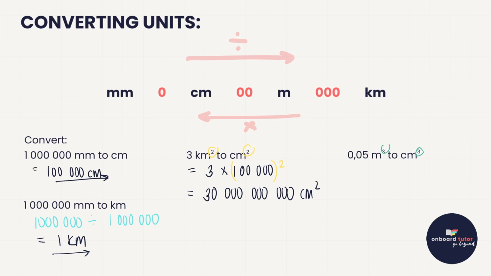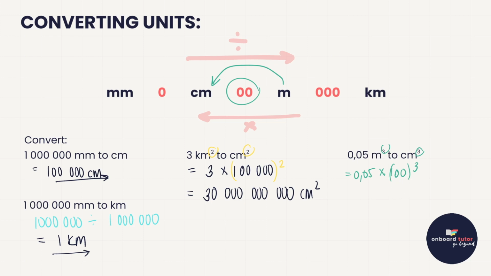So if I need to go from meters cubed to centimeters cubed, I'm going in the multiplication direction, and ordinarily there would be 2 zeros. So I would usually go 0,05 times by 1 and 2 zeros, but it's cubed. So I actually need to multiply by 100 and 100 and 100. Okay, so I need to multiply by 6 zeros in the end. Or technically a 1 and 6 zeros in the end.